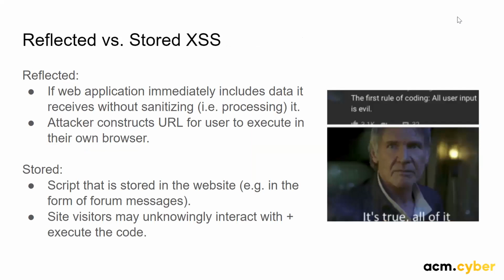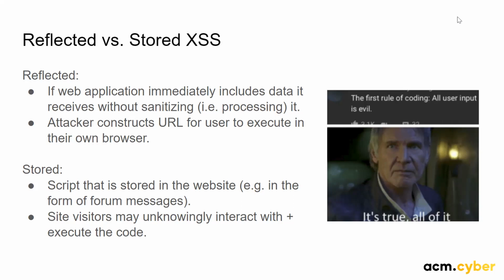So there's two main different types of XSS. There's a third one, but we'll go more into that later. So the two main types are reflected and stored. Reflected is basically when a web application takes in some sort of input from the user, and it doesn't really process it much or sanitize it much, and then it immediately echoes whatever the user inputted back into the web application. So this is a really big problem: the user input, aka the attacker, for example, constructs some sort of URL for a user to execute in their own browser.